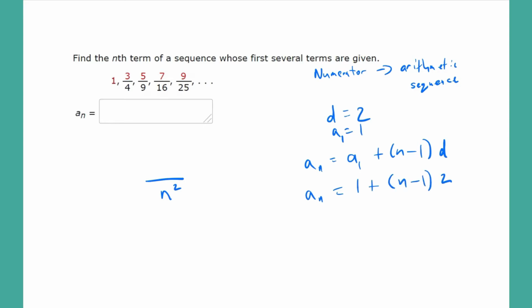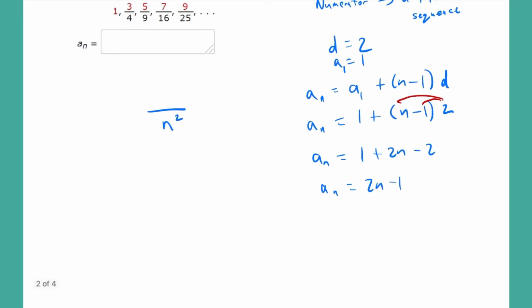Once again, we distribute and combine like terms. So the nth term will be 1 plus 2n minus 2. Once you combine like terms, you should get 2n minus 1. So that is our numerator, and that is our final answer, actually: 2n minus 1 over n squared.